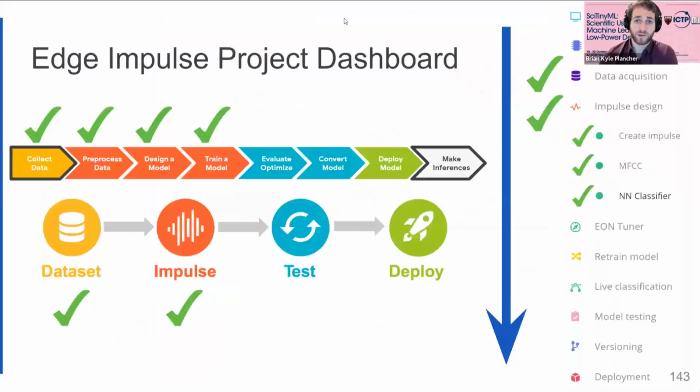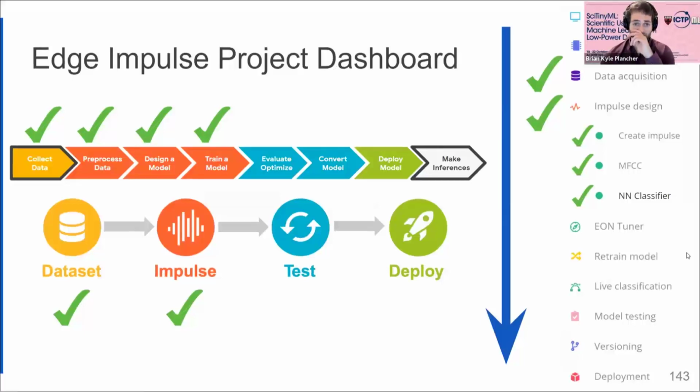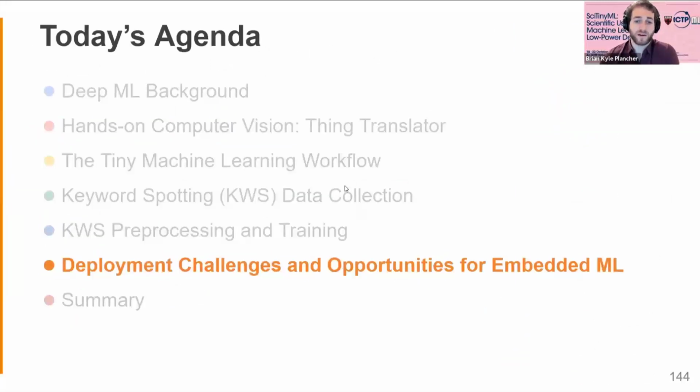So at this point, your training is probably still running in the background, or it's done. But what we have now is essentially finished our impulse. We've done our data acquisition, our pre-processing, and designed and trained our model. Then what we have to think about is deployment challenges and opportunities, and a little bit of testing.